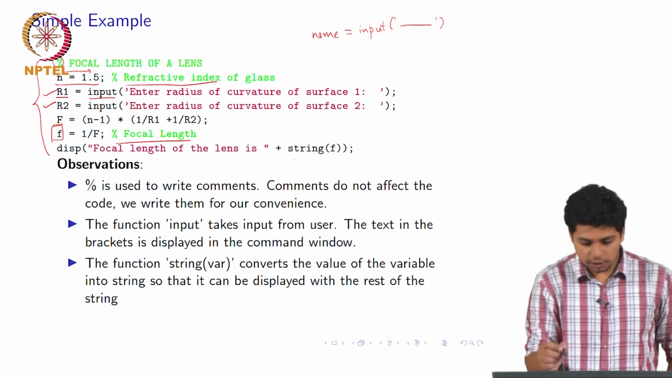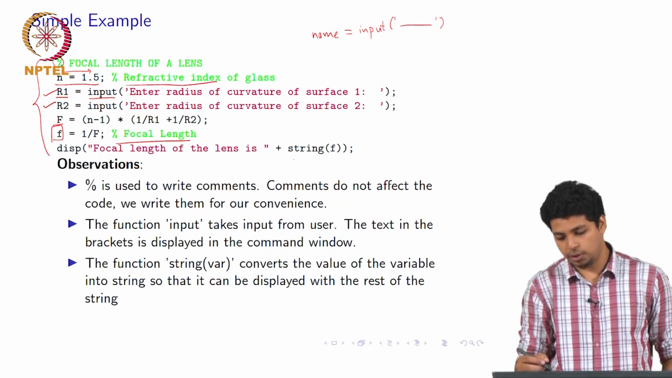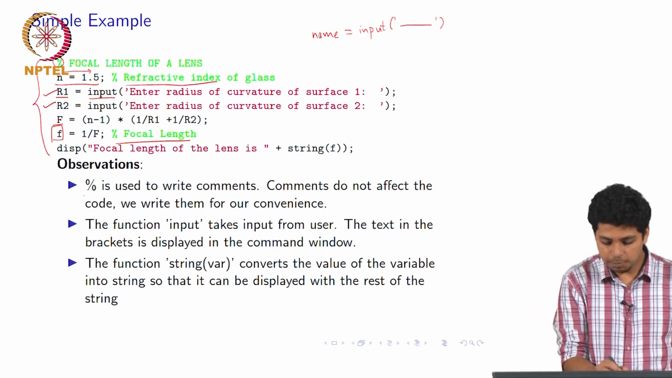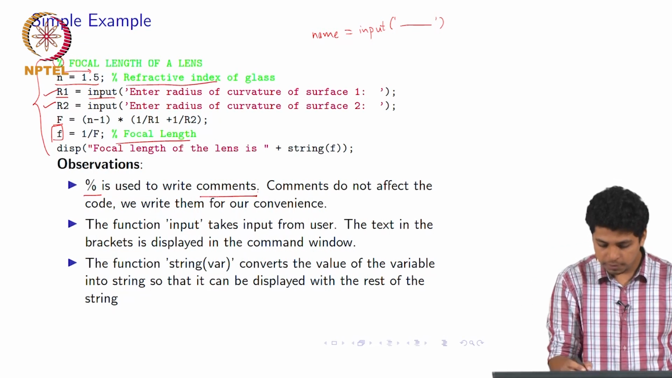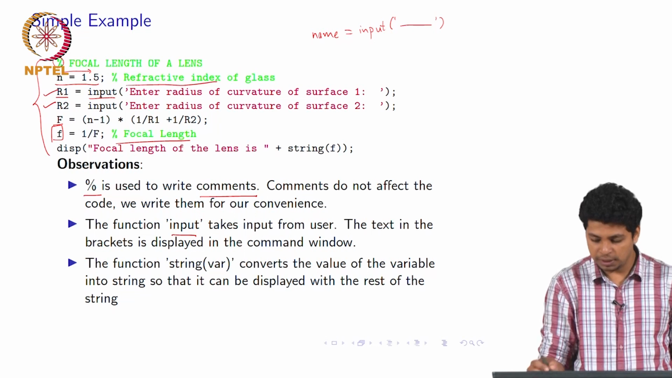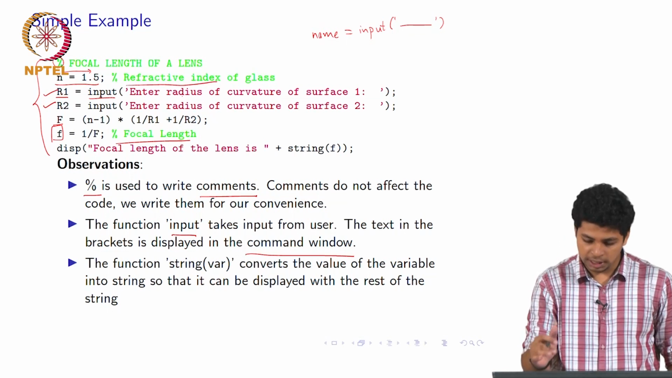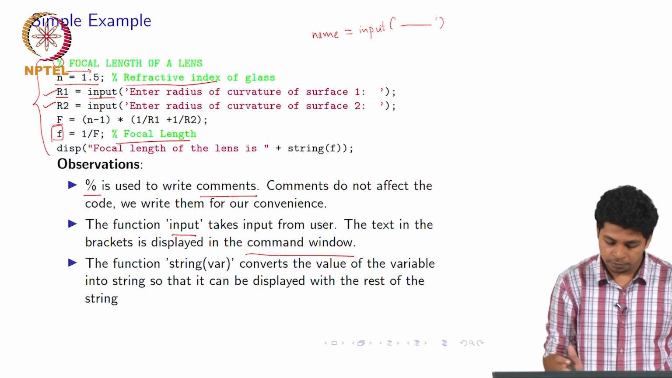In this entire program, there are a few observations that we should make. Like I said, percentage is used to write comments. Then this function called input takes in the input from the user, and the text in the brackets within these inverted commas is just displayed in the command window. You can enter whatever text you want, and it will not affect any further code.